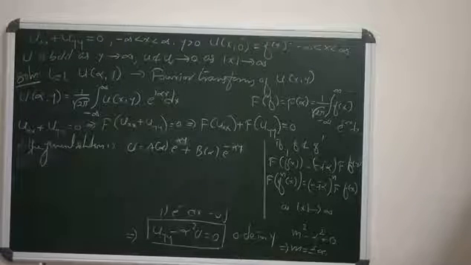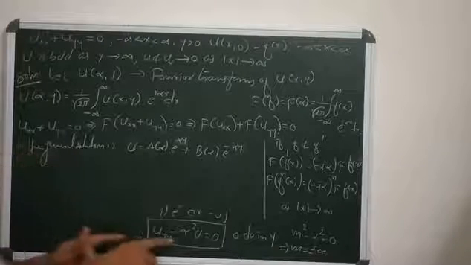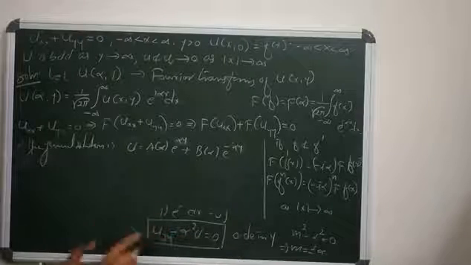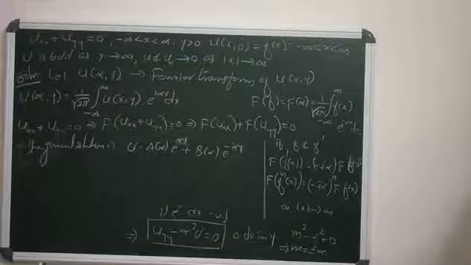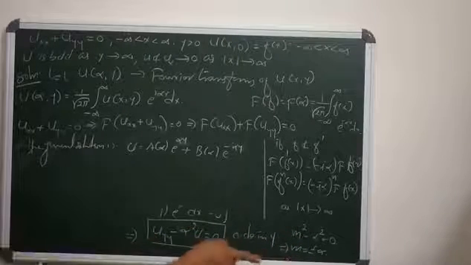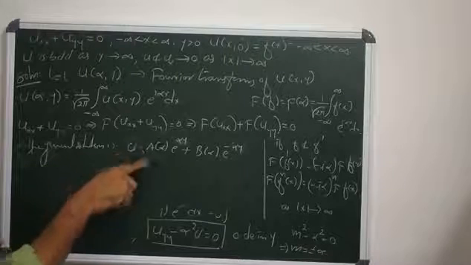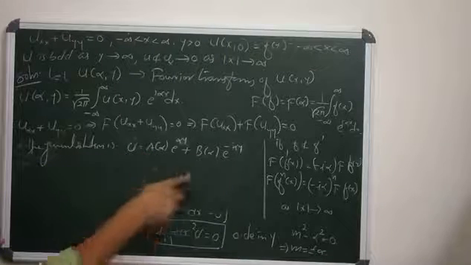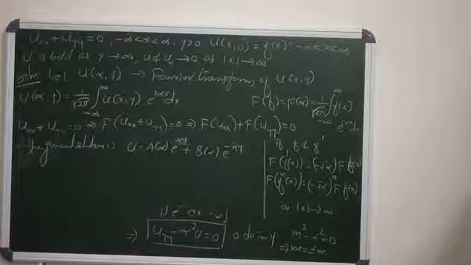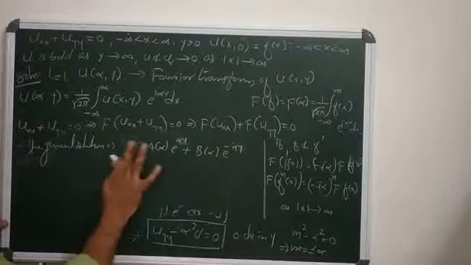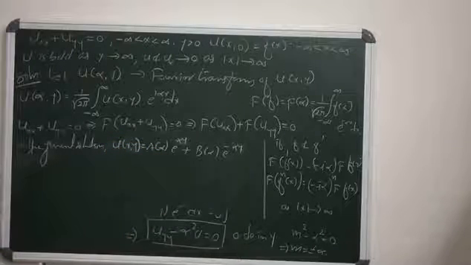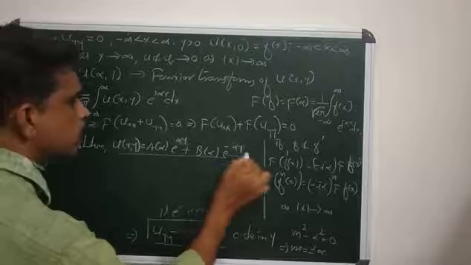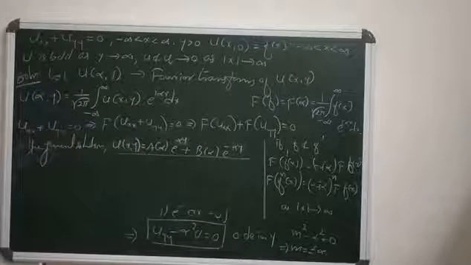M equals plus or minus alpha. Then the general solution for this equation u_yy minus alpha square u equals 0, whose auxiliary equation is m square minus alpha square equals 0. Then m equals plus or minus alpha means its general solution is u equals A of alpha into e power alpha y plus B of alpha into e power minus alpha y, which is nothing but u of x y. So u of alpha y equals A of alpha e power alpha y plus B of alpha e power minus alpha y.